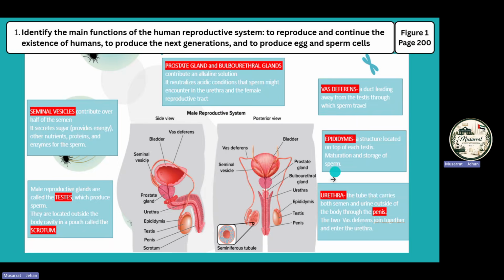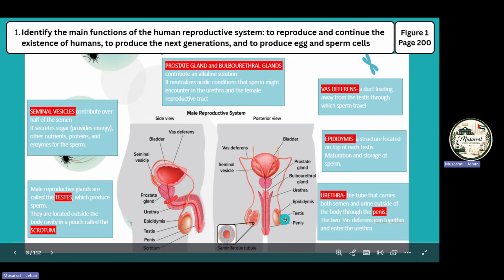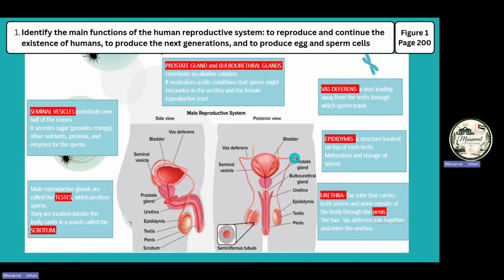What does the epididymis do? The epididymis is a structure located on top of the testis, and here the sperms become mature. They are produced in the testis, but they come here and mature in the epididymis. Remember that. Then the vas deferens is a duct which leads away from the testis, and the sperms travel through it. Then there are the prostate gland and the bulbourethral glands.